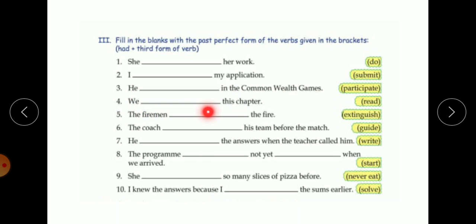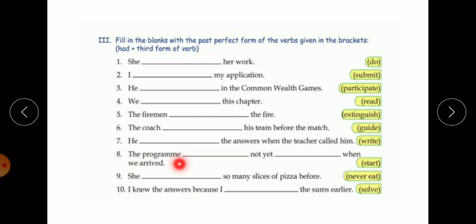We dash this chapter. We had read this chapter. The firemen had extinguished, third form is extinguished the fire. The coach had guided his team before the match. He had. Write, wrote, written. So he had written the answers when the teacher called him.